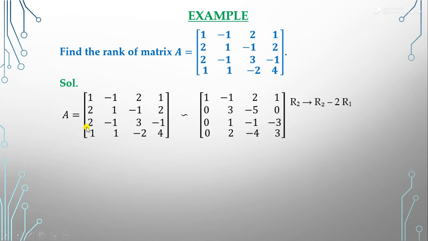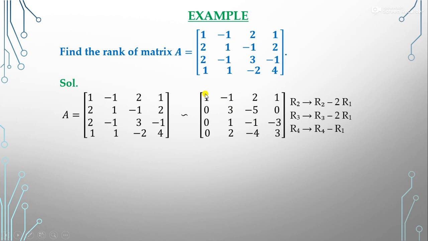Now for R3, here we want 0, so again we can do R3 minus 2R1. So here we have the 0. Now for this one to become 0, we only have to subtract R4 minus R1. So we can do R4 minus R1, so it becomes 0. So now our first thing is that we have to make all of these become 0.